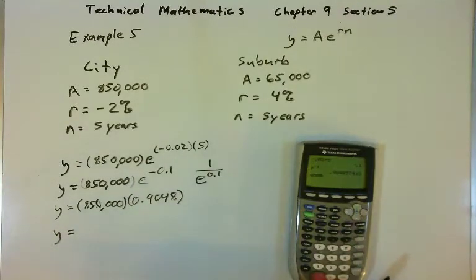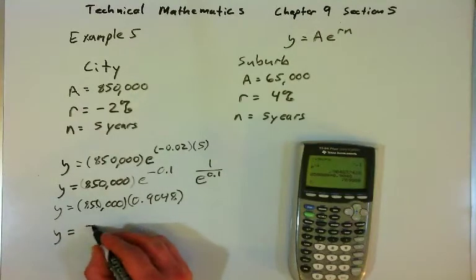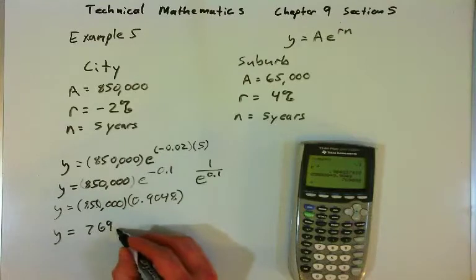And so what is that value? Well, we have 850,000, and we're going to multiply by 0.9048. And so after 5 years, we expect the population to be 769,000.